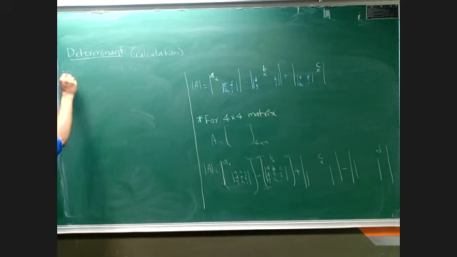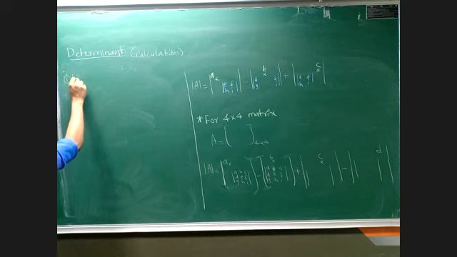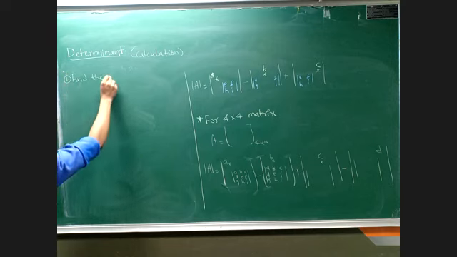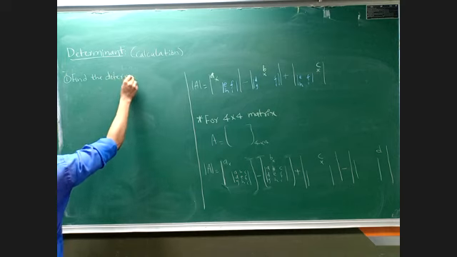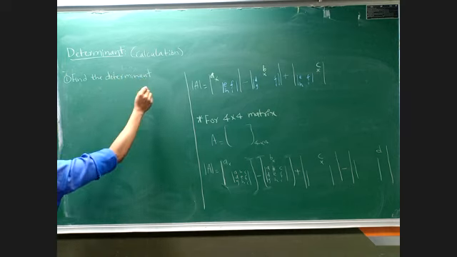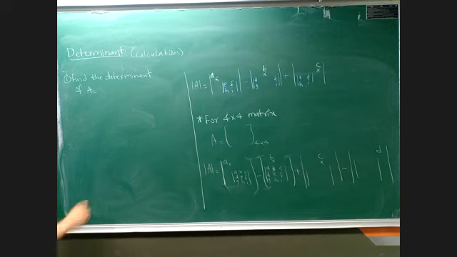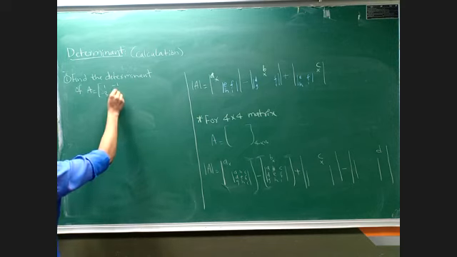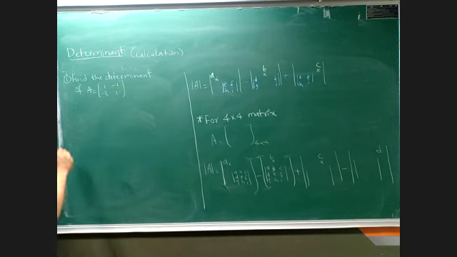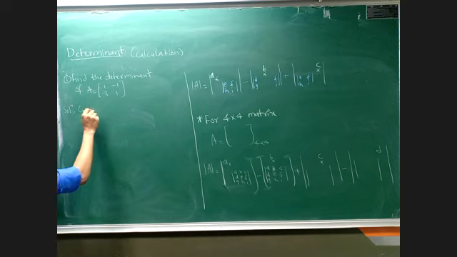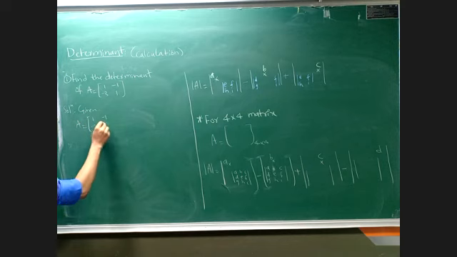Example 1: find the determinant of A. A is 1, minus 1, minus 3, 1. Okay, so here let's get the solution. So here the solution will be: given matrix is 1, minus 1, minus 3, 1.